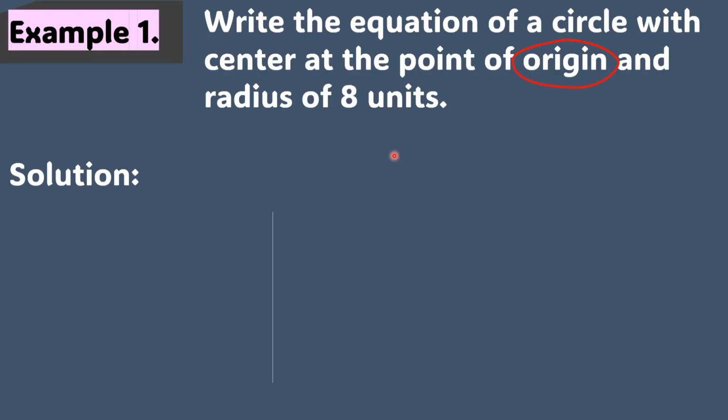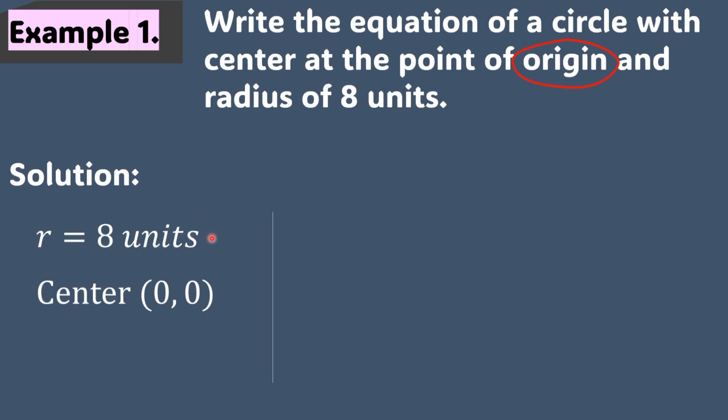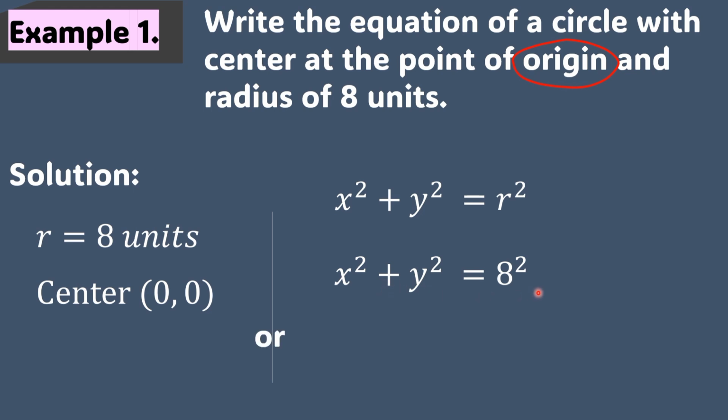Example 1. Write the equation of a circle with the center at the origin and radius of 8 units. r is equal to 8 units and the center is at (0, 0), which is the origin. The center-radius form then is x² + y² = 8², or you may write this as x² + y² = 64.